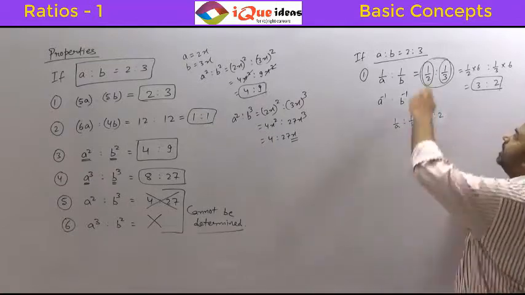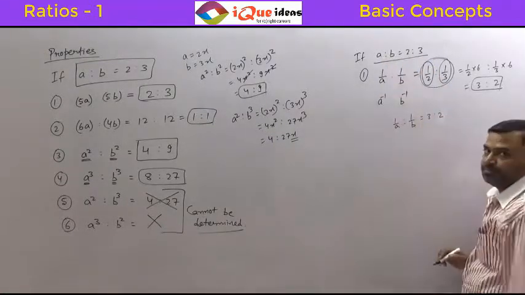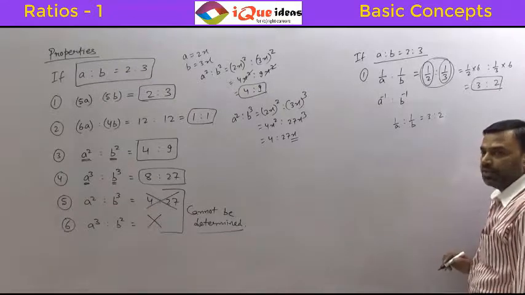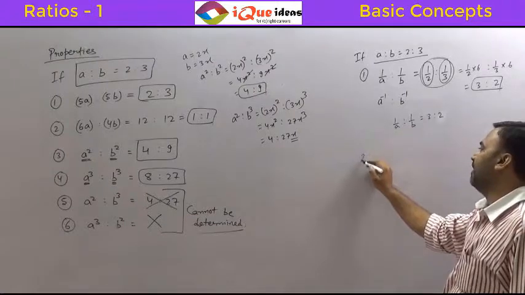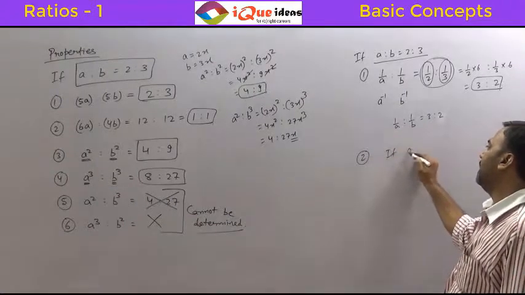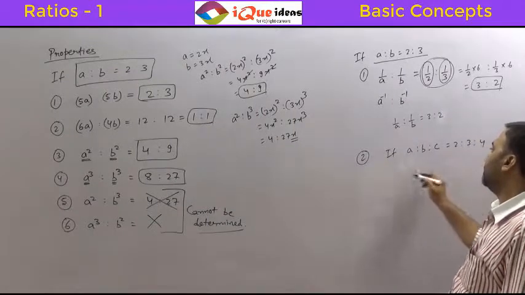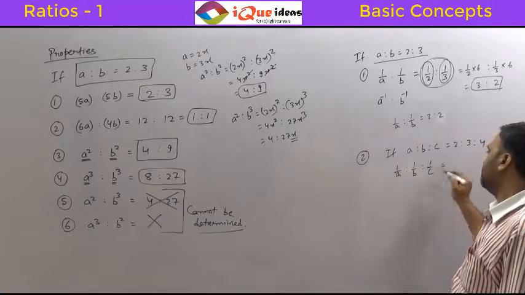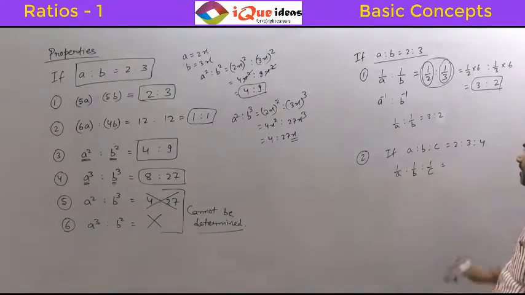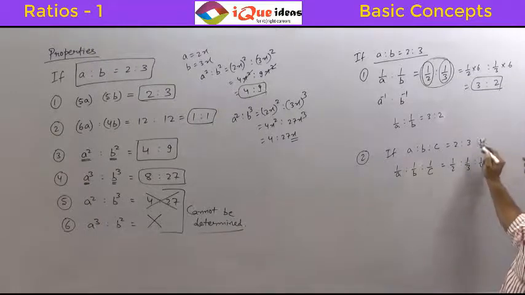Now some people can say we could have directly written it. Yes, we could have, but only in the case of 2 items, right? In the case of 2 values. If there are 3 values, then you cannot just reverse the order. Let's take an example. If we have A is to B is to C as 2 is to 3 is to 4, then what will be 1 by A is to 1 by B is to 1 by C? That will be 1 by 2 is to 1 by 3 is to 1 by 4. It will not be 4 is to 3 is to 2.